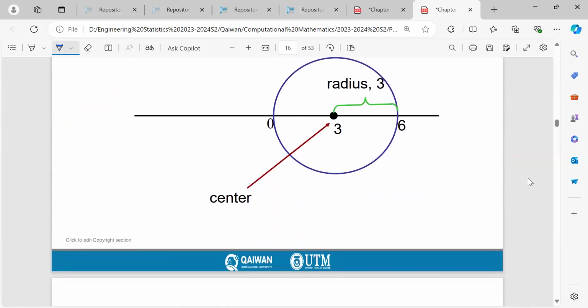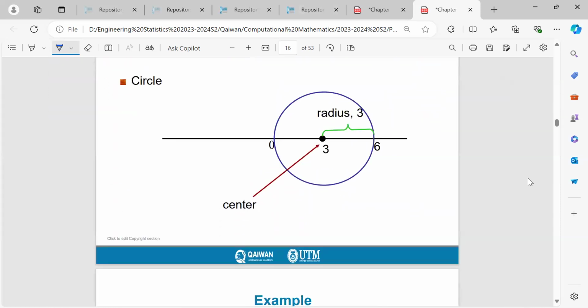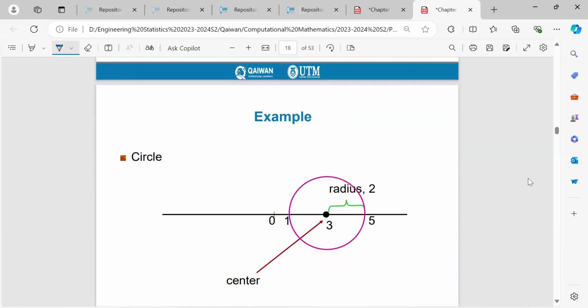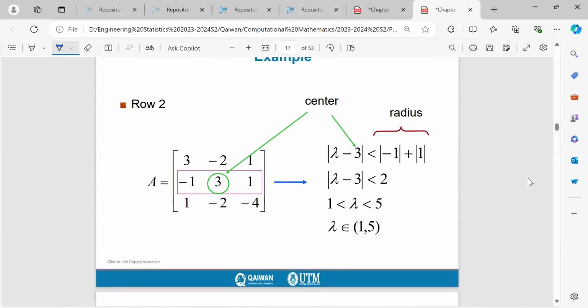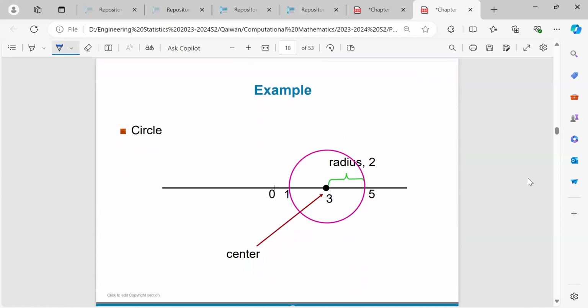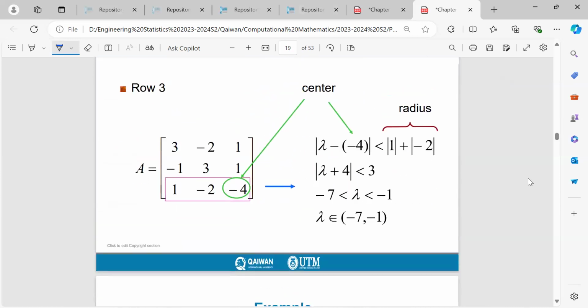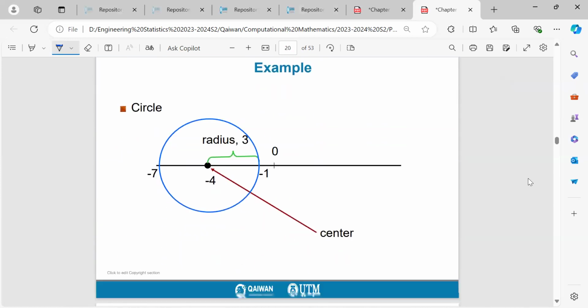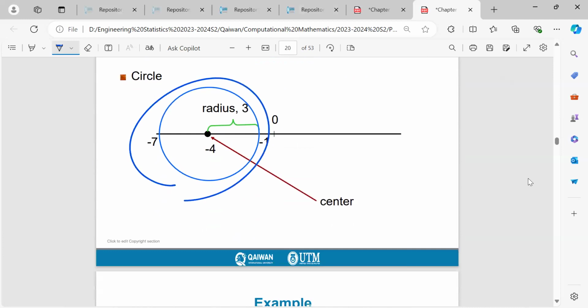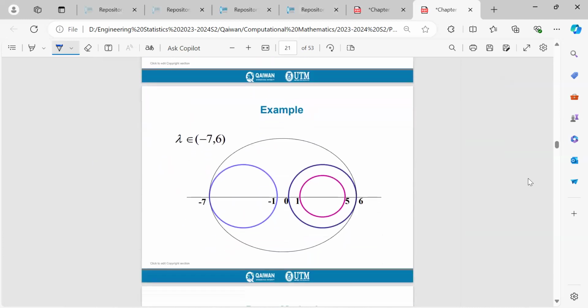Okay? This is for the first one. This is for the second one. First, you should find this and then draw the circle. And then for the third one, -7 to -1. That's it. Then union them all. This is S, this black one. S is from -7 to 6. So all eigenvalues are in this region from -7 to 6.